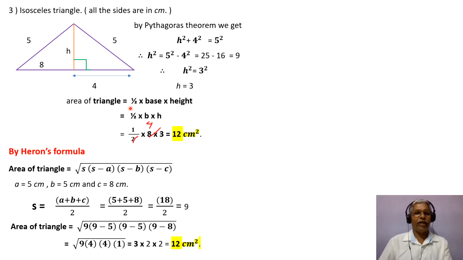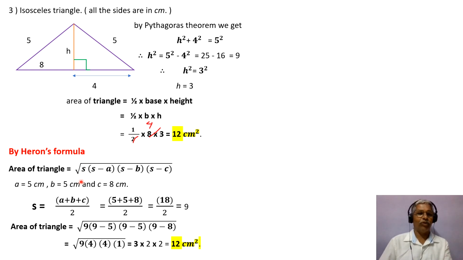Now area of triangle is half base into height. So we substitute values for half b into h. B is this 8, because we are trying to find the area of the whole triangle. So 1 upon 2 into 8 into 3. So 2 goes with 8, so it remains 4. 4 into 3 is 12 centimeters square. Now same area by Heron's formula.